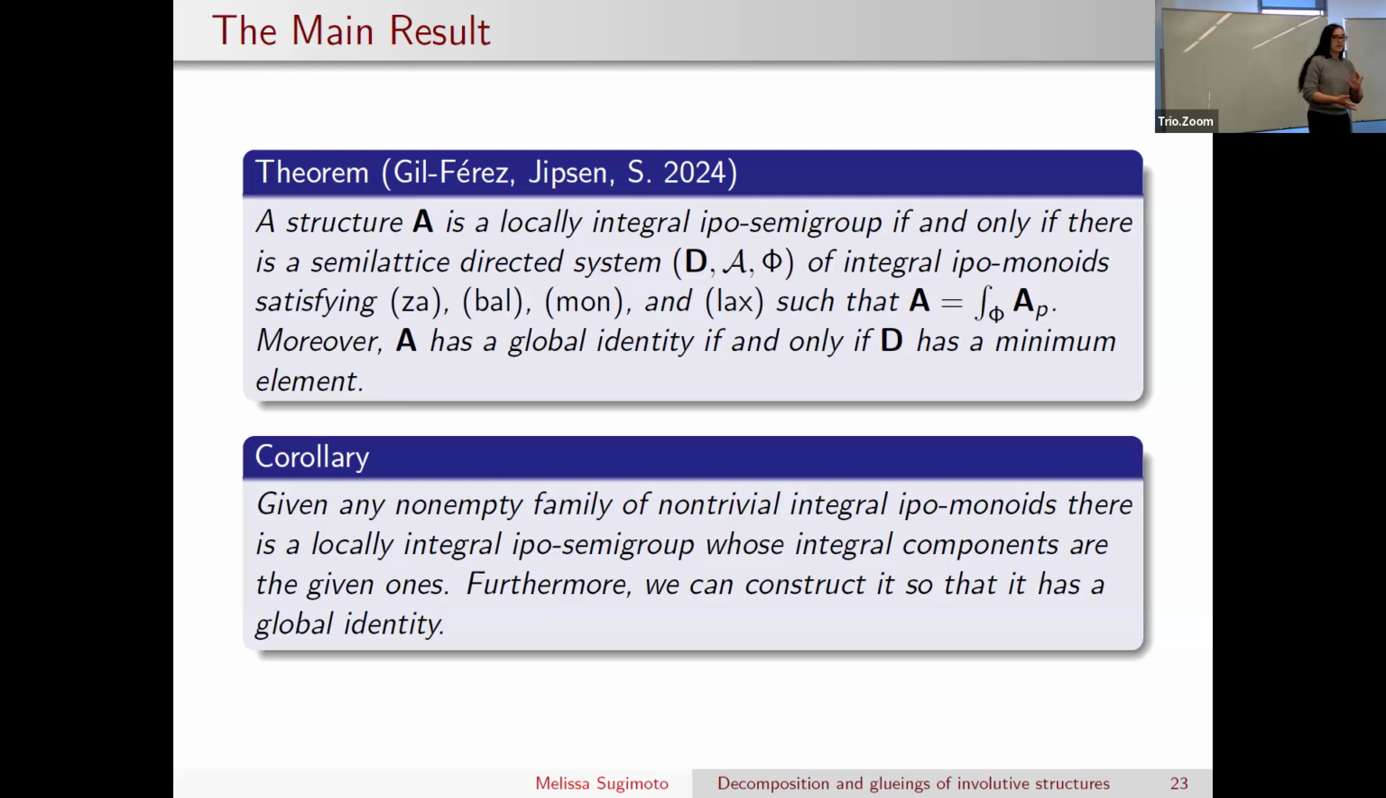And so if we want, we can take any family we want of non-trivial integral ipo-monoids, and then we can construct a locally integral ipo-semigroup that has those components. You just say our semilattice order is going to be a chain, and if we want it to have an identity, we just say, well, we'll pick one of these components to be the bottom one. And then you define your maps by mapping everything to the top elements of each component. This will work out. And now you've got a locally integral ipo-semigroup that has got the components that you wanted it to have.